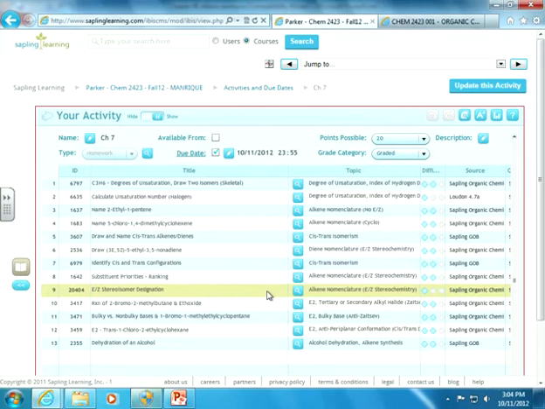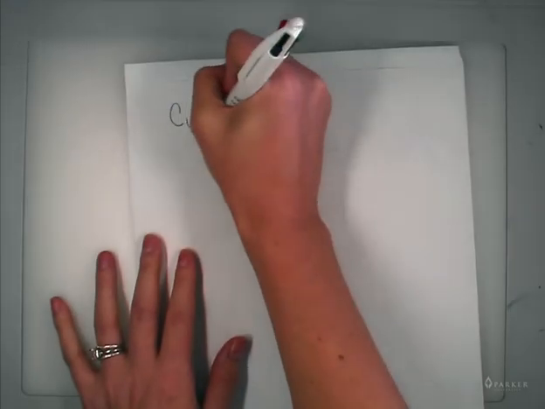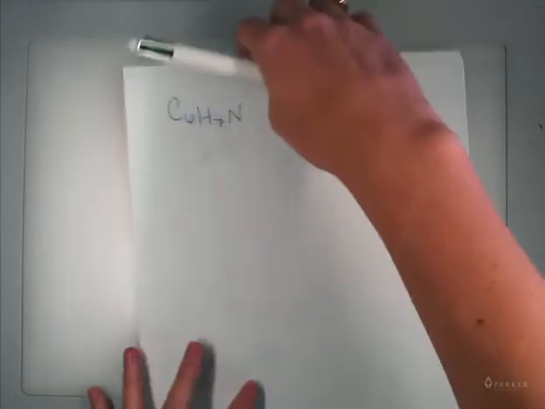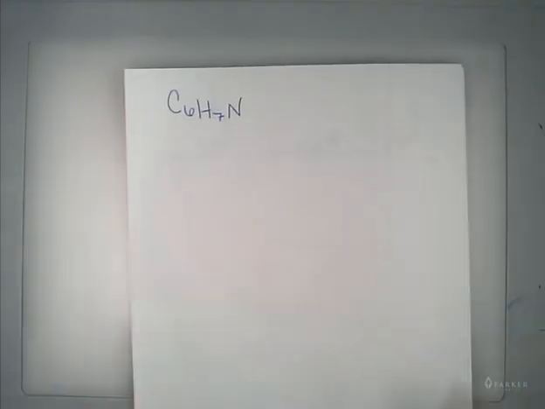All right, let's go ahead and start up. Let's review through chapter 7 first, and then we'll do those problems. All right, the first thing would be degrees of unsaturation. So let's do one. All right, calculate the degrees of unsaturation in that compound.